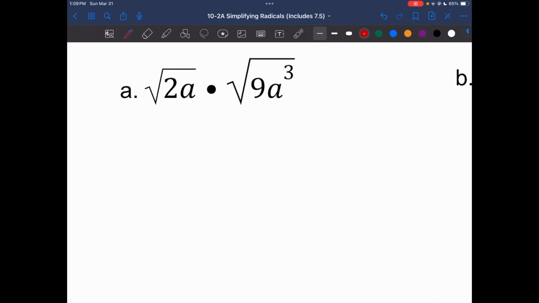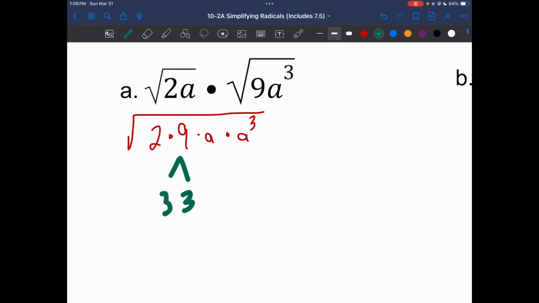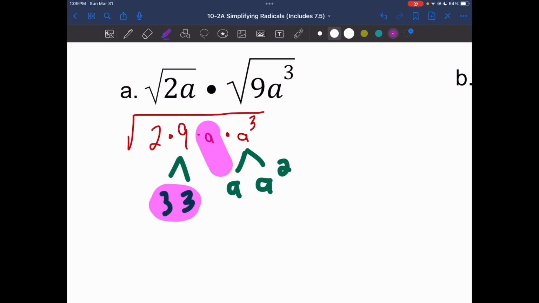So we're going to start by rewriting letter A as the square root of 2 times 9. So we're going to group our coefficients to the front, and then we're going to have our variables at the back end. We have A, and we have A to the 3rd power. Okay, so our next step is break down our prime factors. 9 breaks down to 3 and 3. A cubed, we're going to have an A and A squared. And now again, we're looking for the square root, so we're looking for groups of 2 of something. So we have 2 3s there, we have 2 A's there, and we have 2 A's there.